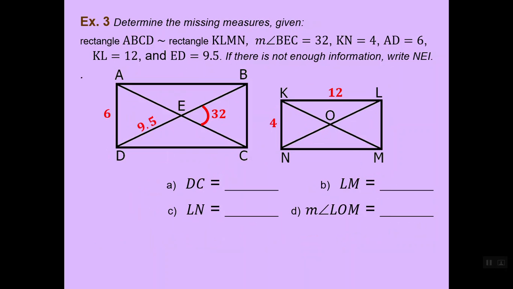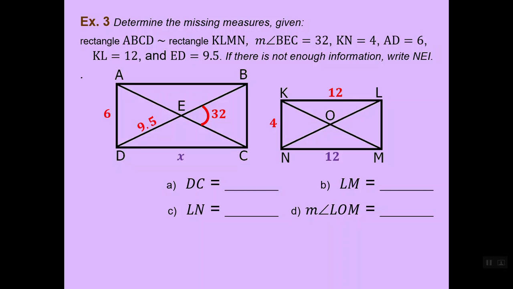Well, I don't see anything with DC, so I'm going to look at its corresponding length of its other rectangle. And you can see it corresponds to NM. Well, it doesn't tell us what NM is, but we know that it's going to be 12 since it's the same length as its opposite side, since it's in a rectangle. So now, we still don't know DC, but let's call it X.